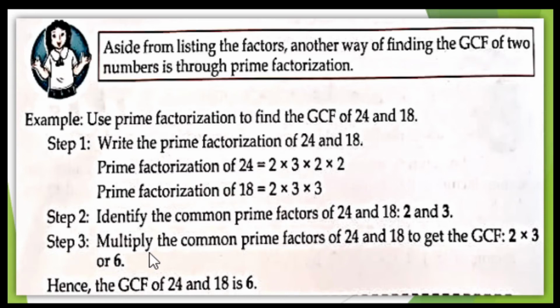Step 3. Multiply the common prime factors of 24 and 18 to get the GCF of 6. 2 times 3 is equal to 6. Hence, the GCF of 24 and 18 is 6.